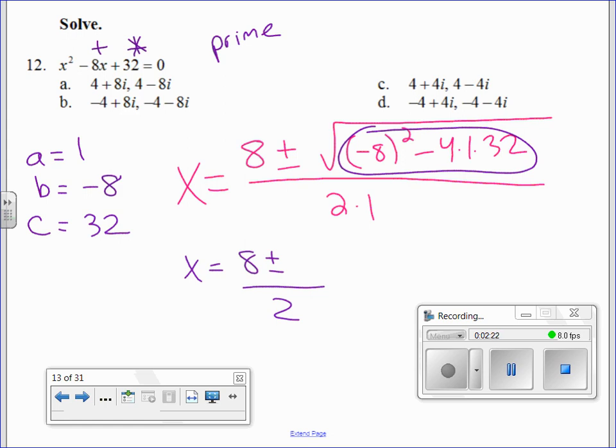I think so, but stay tuned because I don't remember. Squared minus 4 times 1 times 32. So that's the square root of -64.